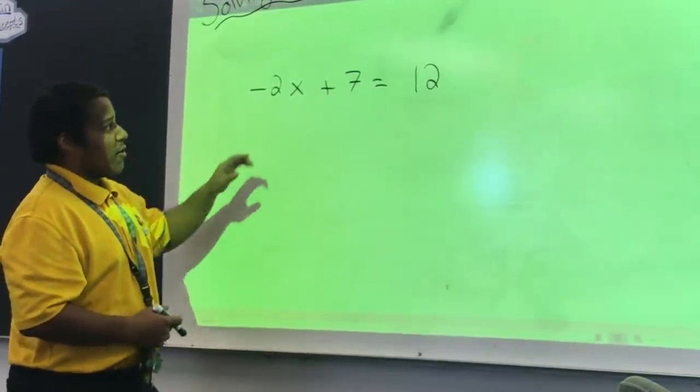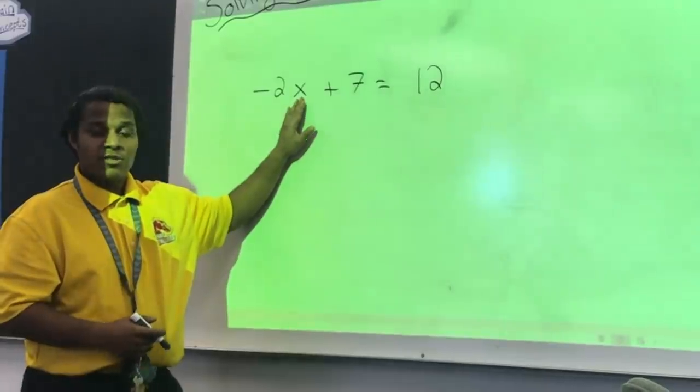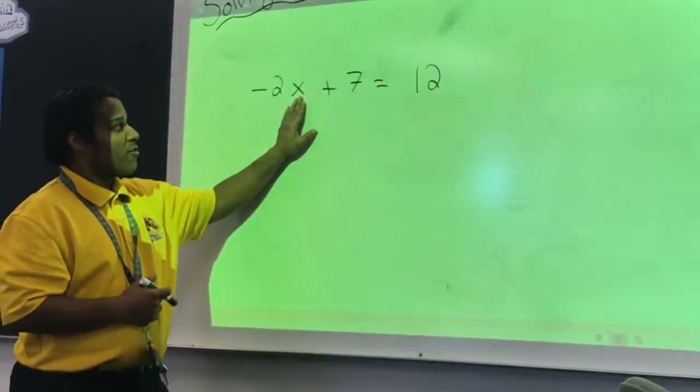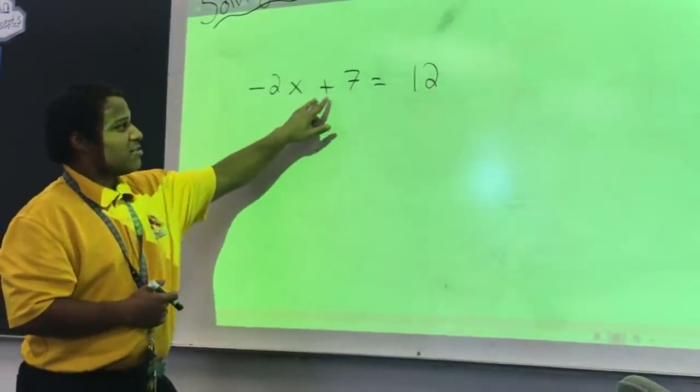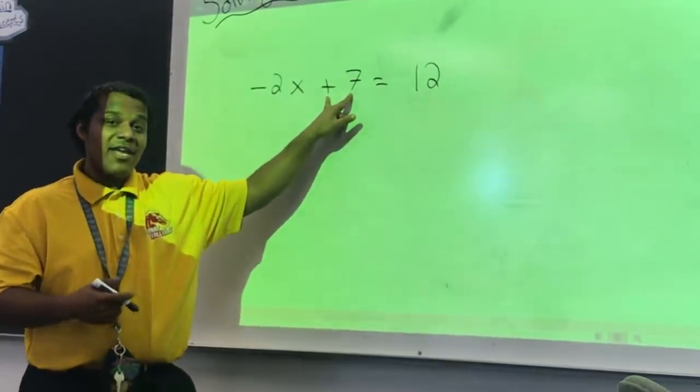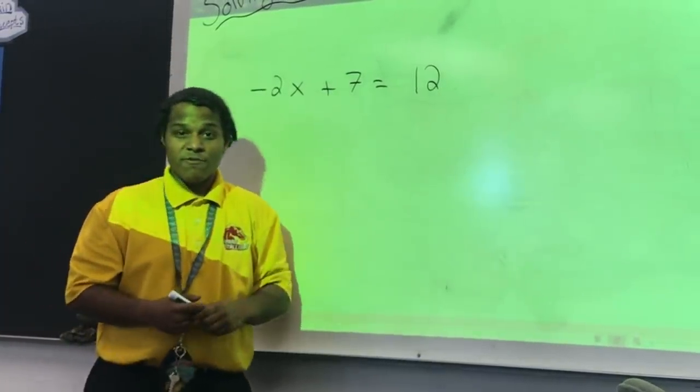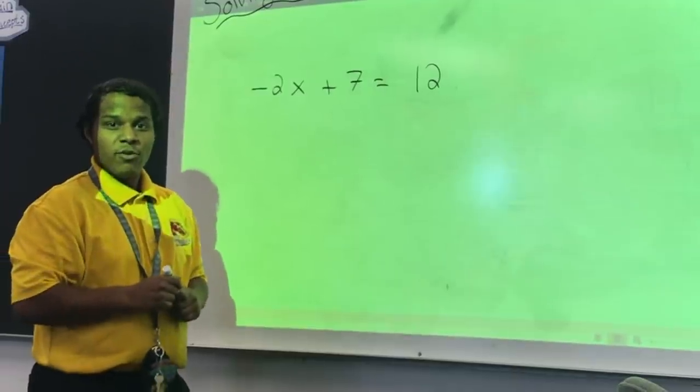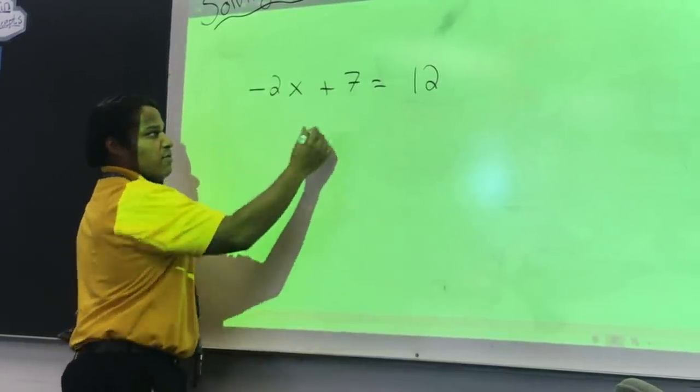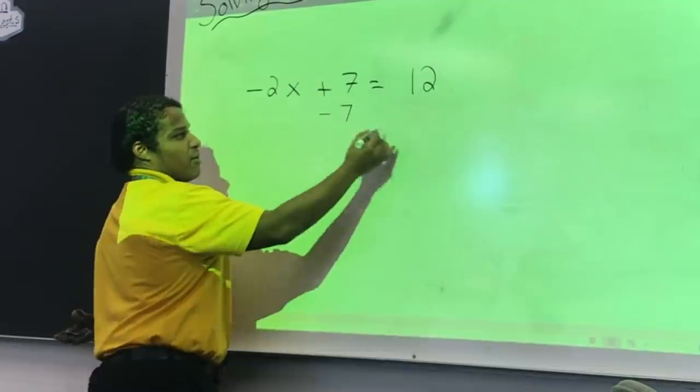We are going to go from the thing that is furthest away from x, is what I like to think, to get it alone. So the thing furthest away from my x is this plus 7. I need to get rid of plus 7. We've talked about this before. We subtract 7 on both sides to get rid of the plus 7. Let's start by subtracting 7 on both sides.